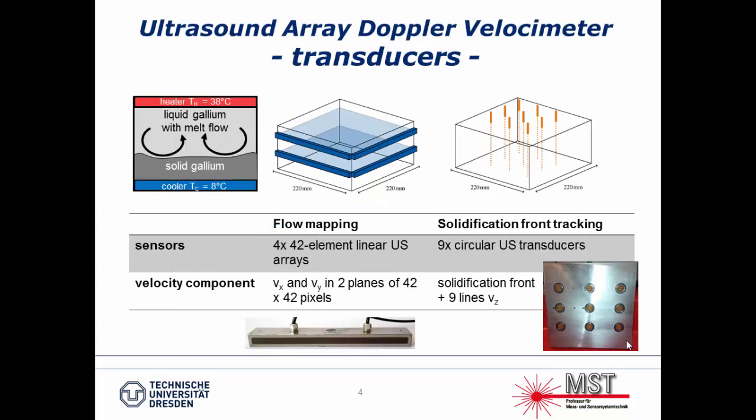So first, about the transducers we used. On the left side, there's a picture depicting the model experiment. So we have a crucible filled with gallium. Part of it is solid, part of it is liquid. Gallium is the model fluid we are using instead of silicon. We have a cooler and a heater, and we have a melt flow inside the liquid gallium.